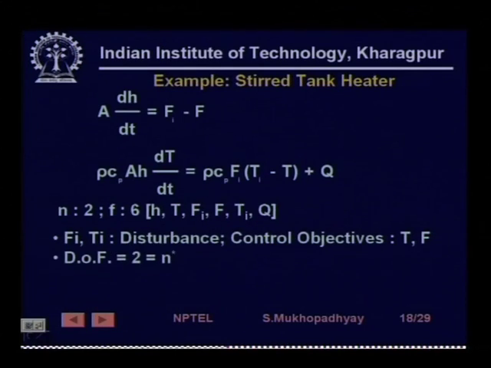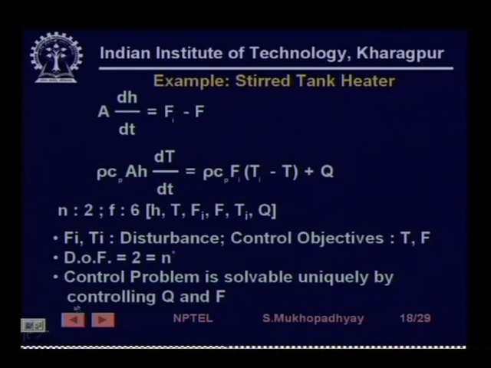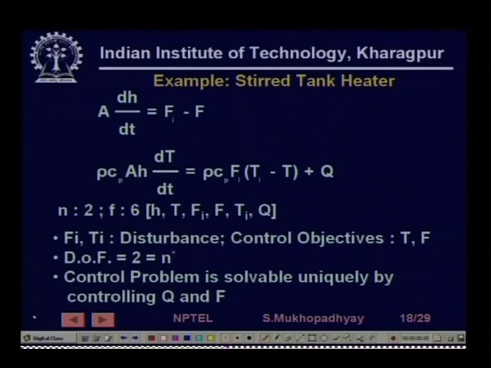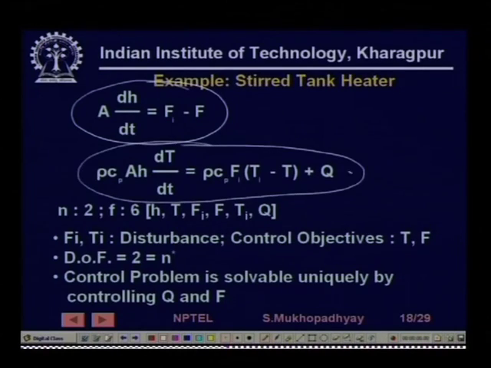that you can actually bring in some more objectives. Just to give you a brief example, consider what is known as a stirred tank heater, basically a tank in which some flow is coming and you want to maintain the temperature of the tank as well as the level. So these are the 2 governing equations, very easy. This is the level equation and this is the temperature equation. We are assuming that we are giving some heat input which we can control. So there are 2 equations, so n is equal to 2, there are 6 variables.